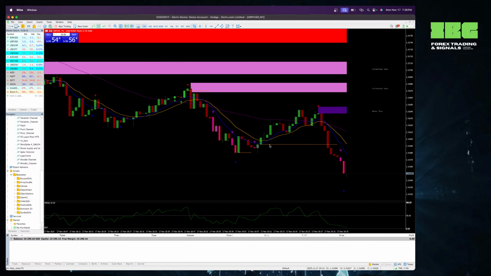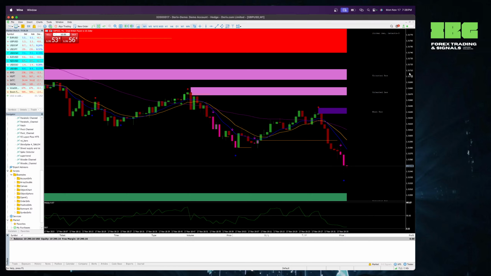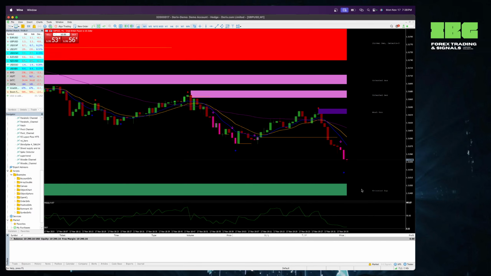There are other things like these lines and these arrows pointing downward and upwards. These are all things you will get to learn about soon or in other videos. Now you can see we are approaching a support here.